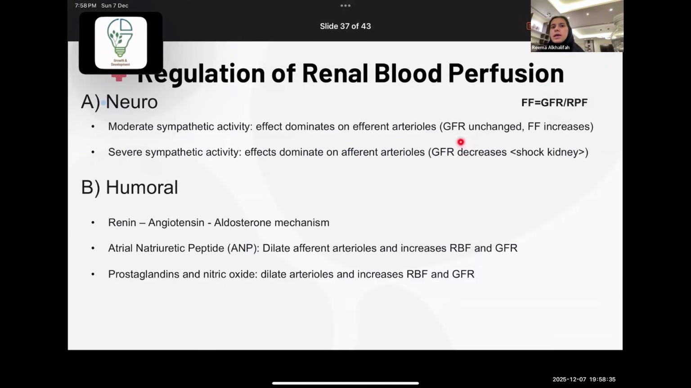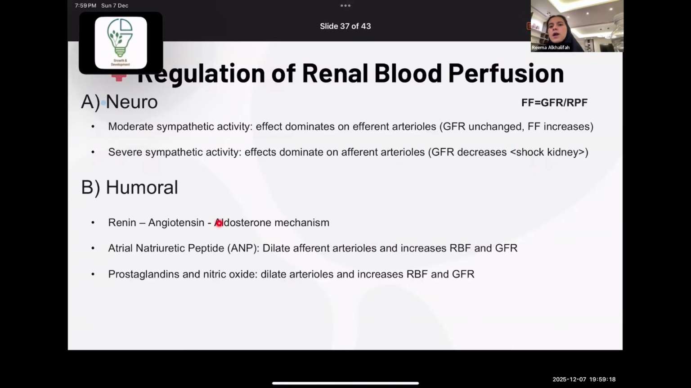Now, if the sympathetic activity is severe, the effect is going to be more on the afferent arteriole. And we mentioned this multiple times. The constriction on afferent arteriole is going to decrease GFR. Now, in the case of hypovolemic shock, this is what happens. So there's very, very little renal blood perfusion in the kidney because the body is more concentrated on delivering the blood into more important structures such as the brain or the heart. So this puts kidney in shock.